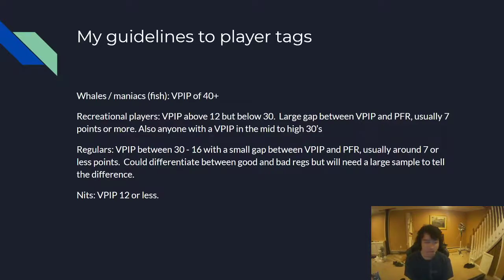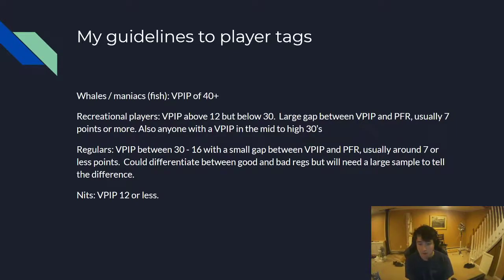So the second most profitable players that we can play against are recreational players. Now, these are a little bit harder to define, but essentially they have a VPIP of above 12 but below 30. A large gap between their VPIP and PFR, usually 7 points or more, is the main distinguishing factor for these players. They might have a decent VPIP, but they're going to have such a big gap between the VPIP and PFR. They're definitely not a good thinking regular.